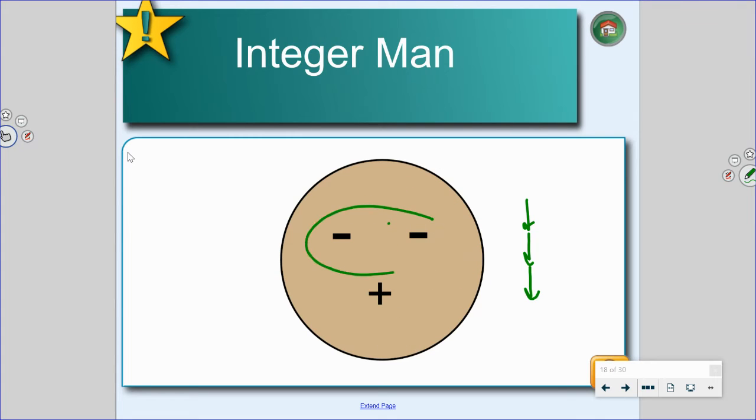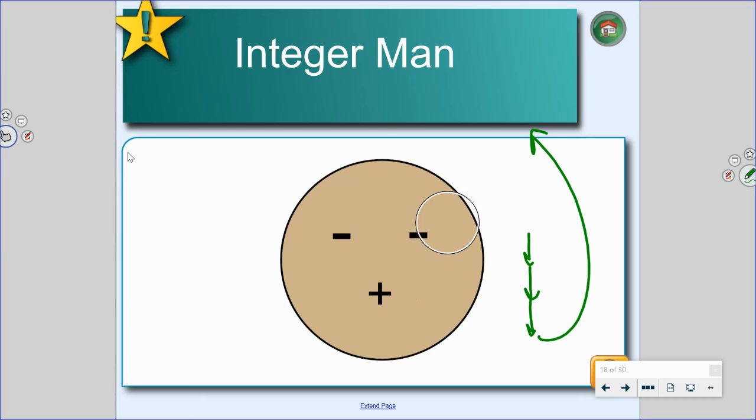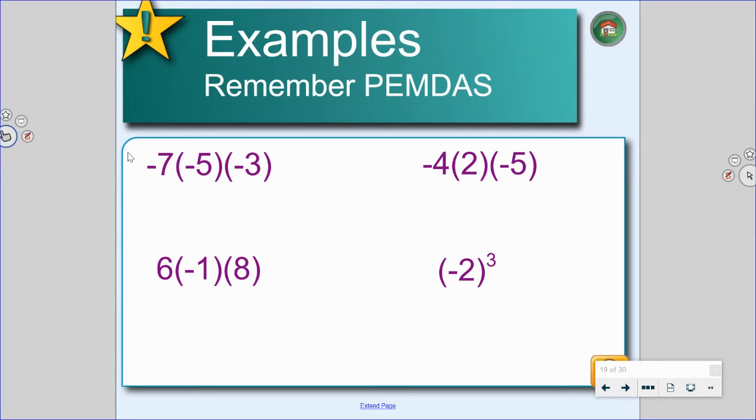What if you had a negative times a negative? Well, the opposite of all this going down would be going up. So I'm not a fan of integer man at all. I just wanted to show you where some people come up with this stuff. But really you need to focus on opposites.